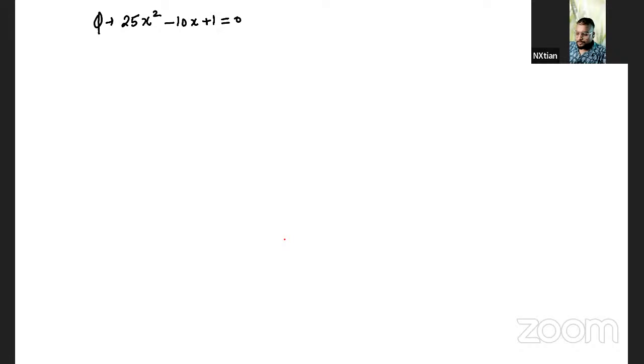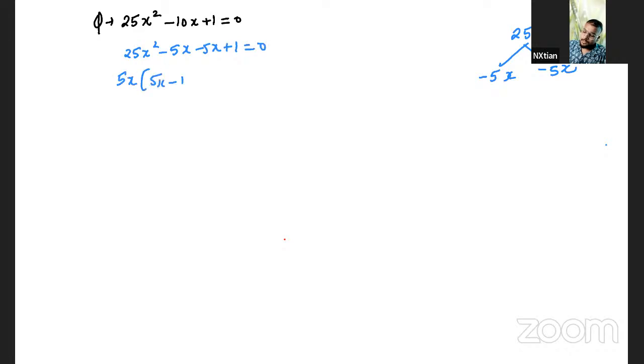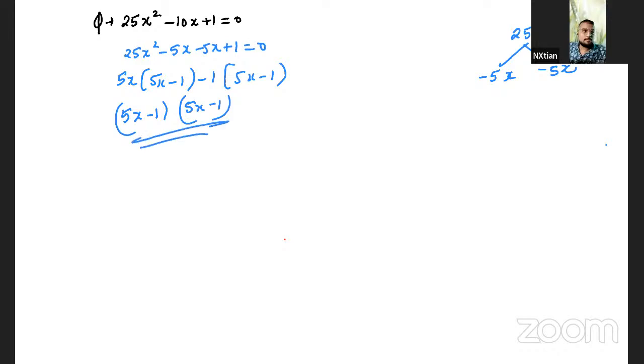Yeah. So I will do it. 25x square minus 5x minus 5x plus 1 equals 0. And this 5x will turn into minus 5x and minus 5x. So we get 5x minus 1 and 5x minus 1. Okay. Now this is the middle term splitting that we did, and I hope you understood it. Yes or no?